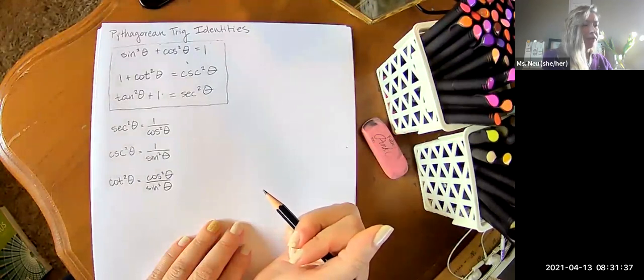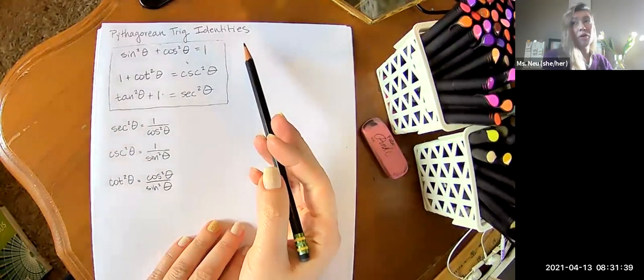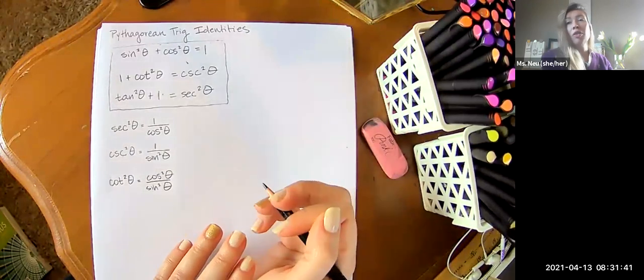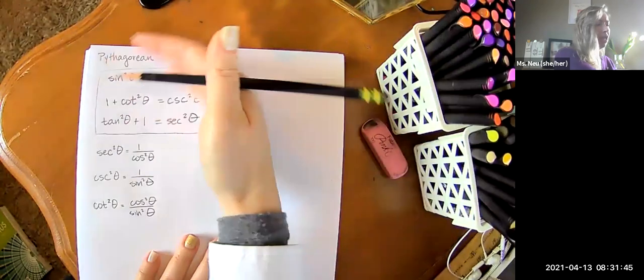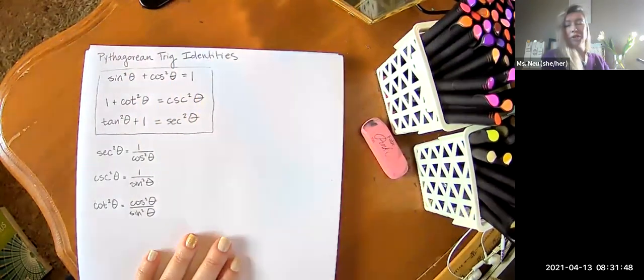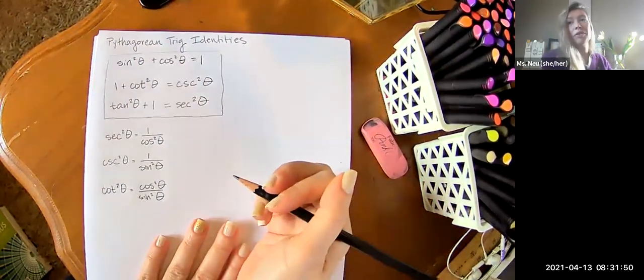Today, we're going to be talking about some Pythagorean trig identities. I'm also going to go over the homework assignment from yesterday. So if you felt like you were, I'm not really sure how to do all of this, we're going to go over those answers.